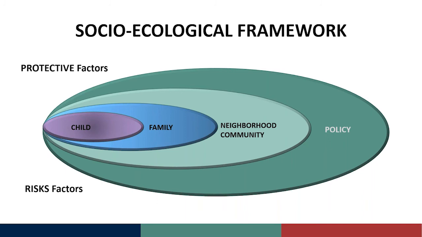You have here the child on your left, you have the family surrounding the child, then the neighborhood surrounding the child and the family, and with that we have also government or policies that are going to affect the child, the family, and the community. But with that, there are some risk factors, your adverse childhood experiences, but there are also protective factors that we have to direct our attention to.